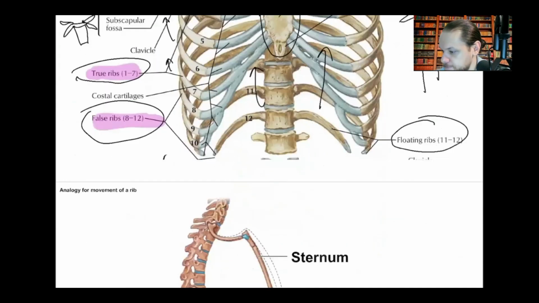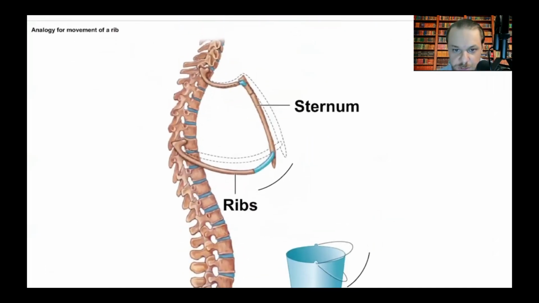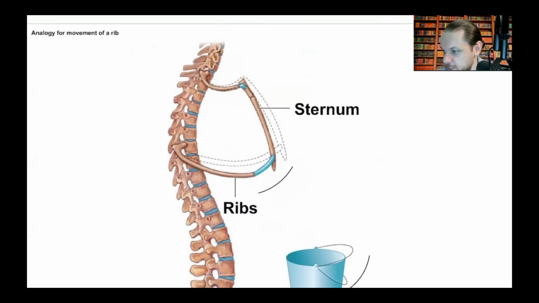So this is pretty much what I was trying to explain to you. This here would be the pump handle movement, and the ribs that you saw here, that will be the bucket handle.